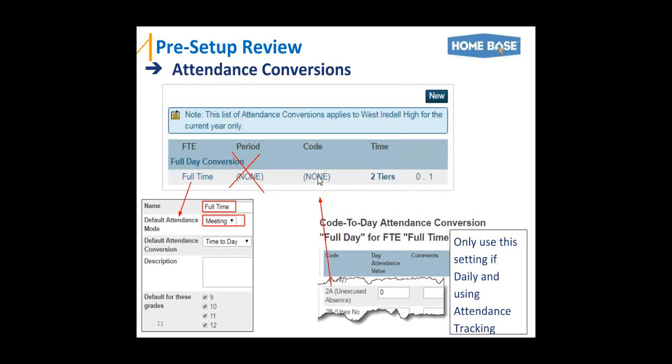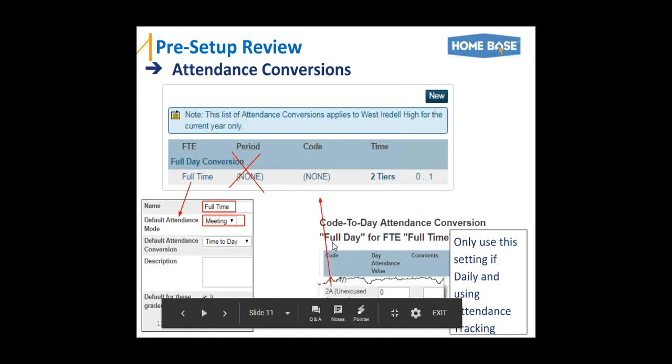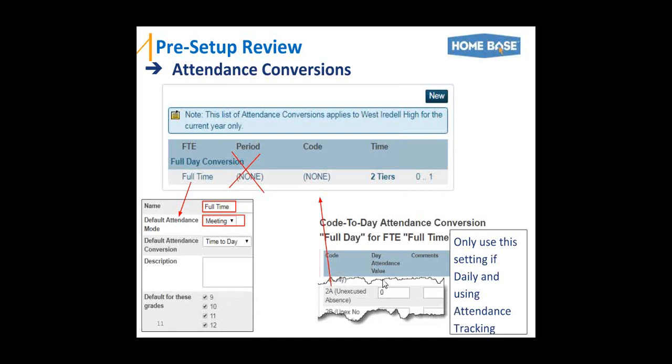So under code, if we were going to create a code today conversion in a very particular instance, it will look like this bottom picture right here, where we're going to set up the 2A code, and we're going to give that a daily attendance value of 0 for our daily code today conversion. But you're only going to use it if you're daily and you're using attendance tracking.